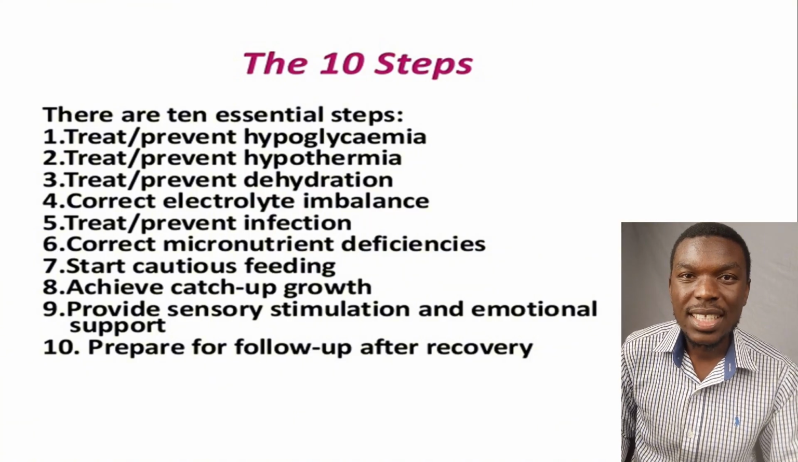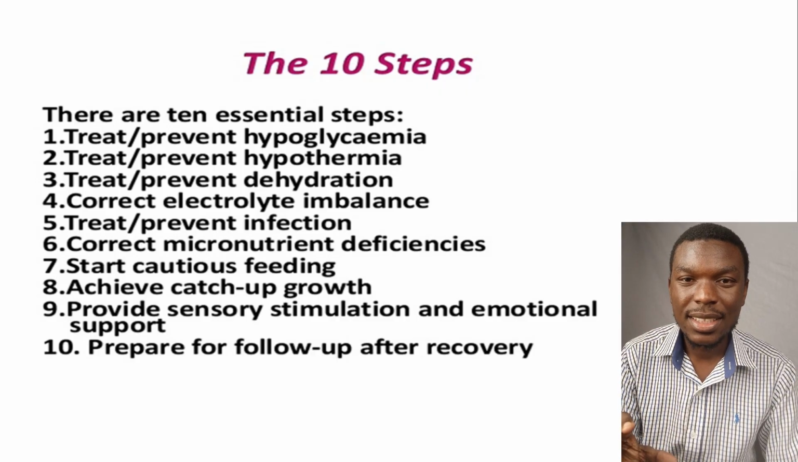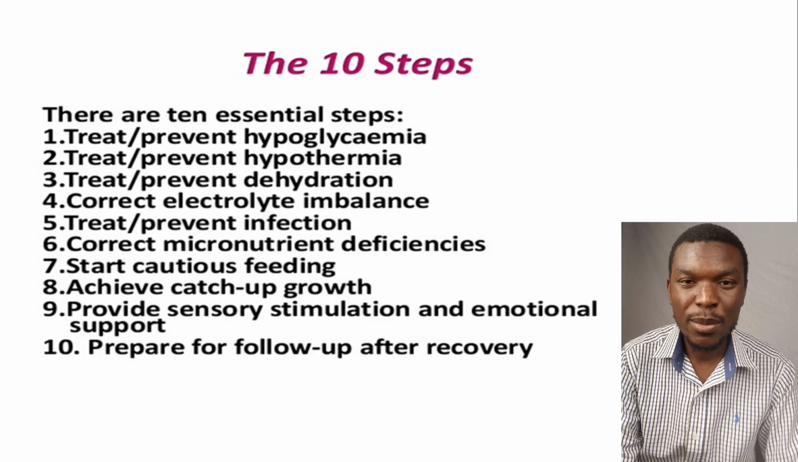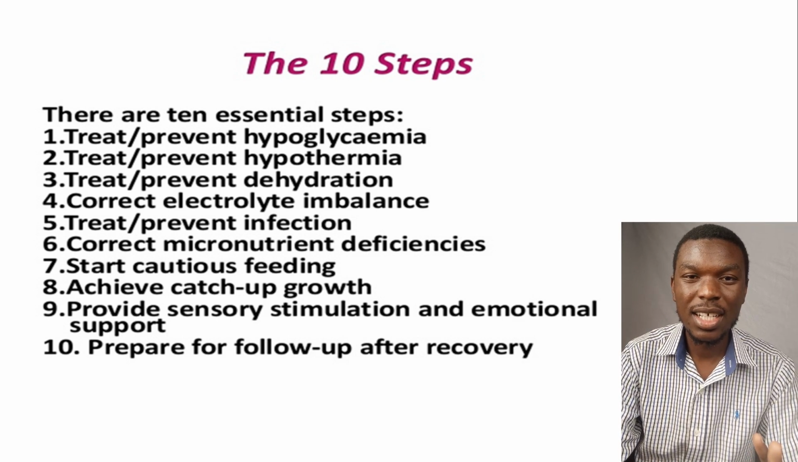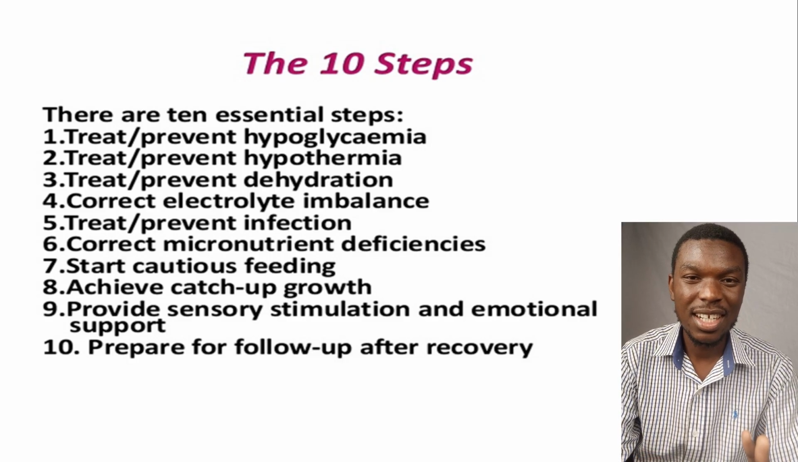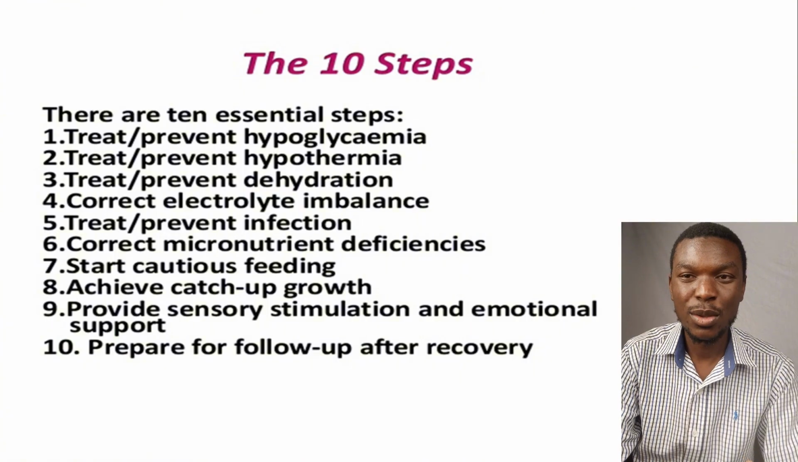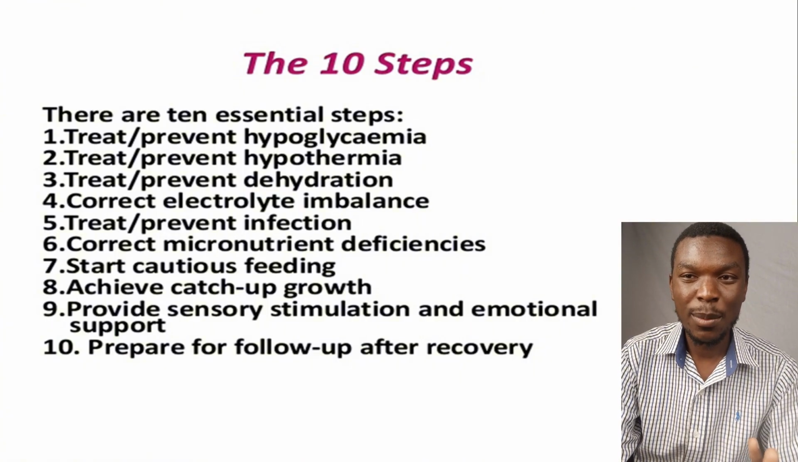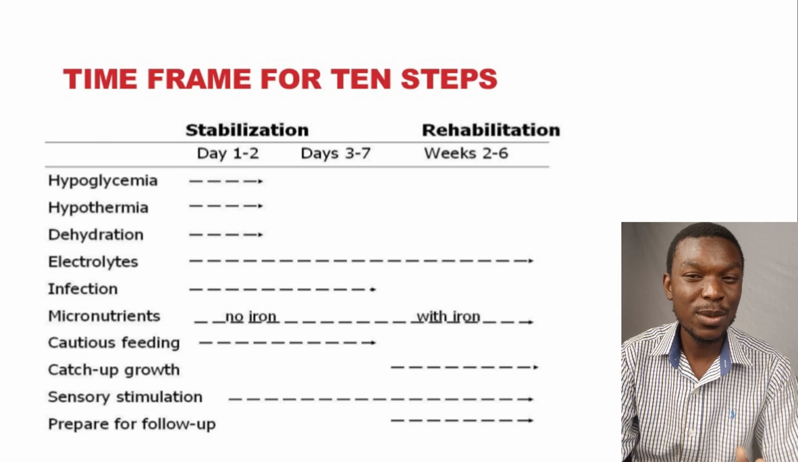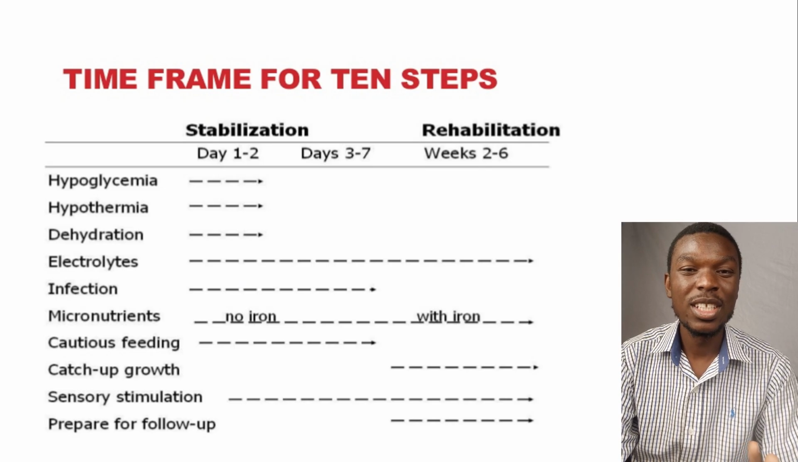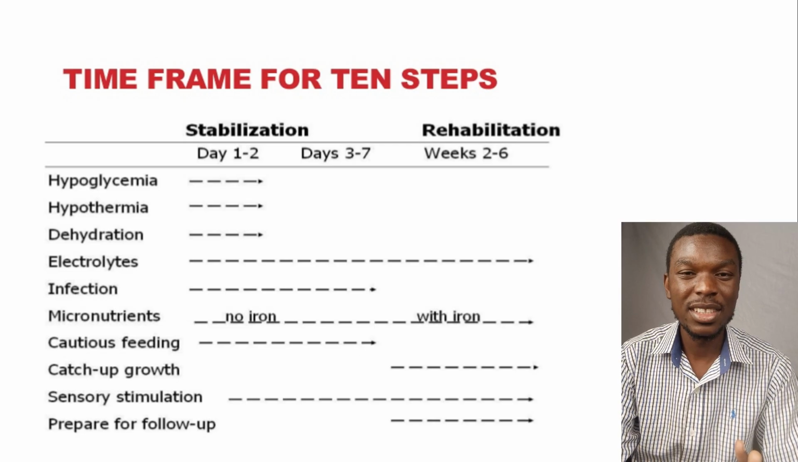So before we discuss these 10 steps, there's a time frame in which all these steps need to be started, done, and stopped. So the first one, which is hypoglycemia, you need to do it as quickly as possible. And then the last one, which is preparation for follow-up, this will be done in the last phase.